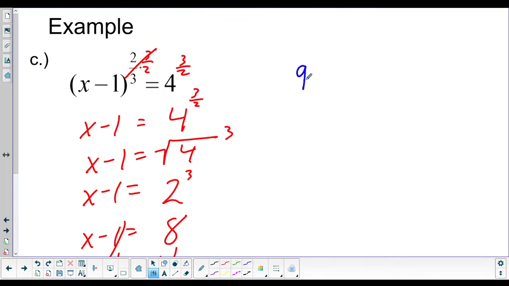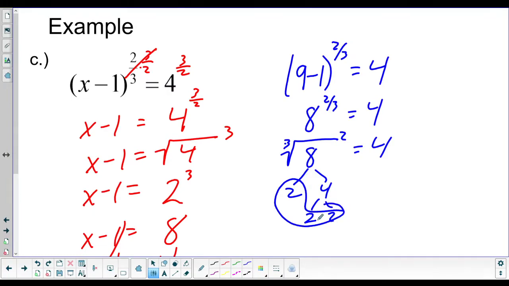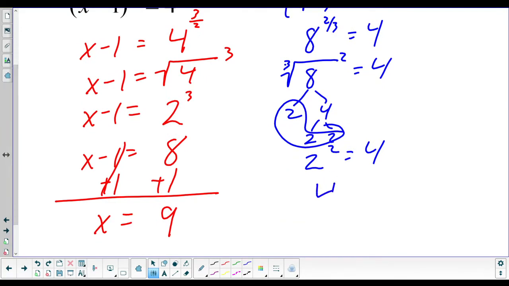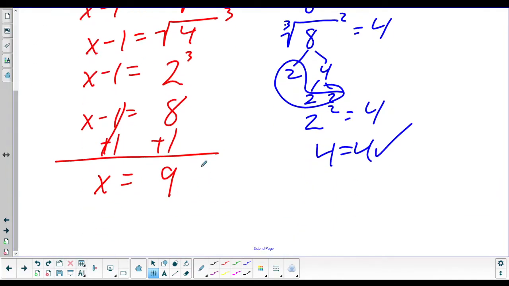Now we're going to plug it back in to make sure everything works out. So we have 9 minus 1 to the 2/3 power equals 4. 9 minus 1 is 8 to the 2/3 power equals 4. Rewriting this in radical form, we have the cube root of 8 squared equals 4. The cube root of 8 is 2. 2 squared is 4. 4 equals 4. Check mark. That is the solution. So our solution is x equals 9.